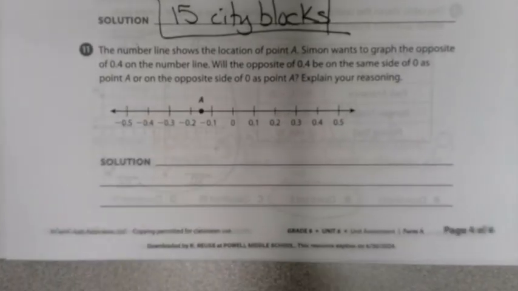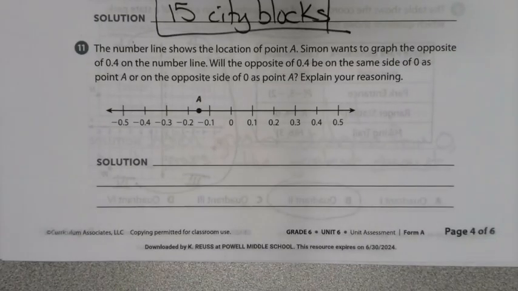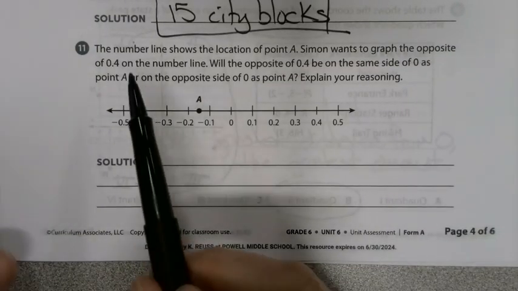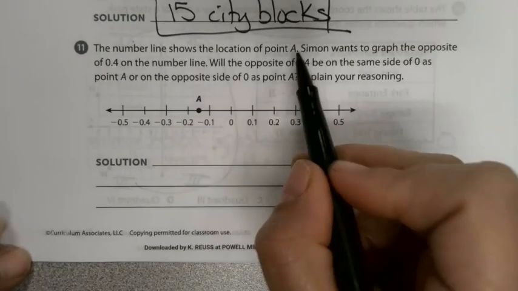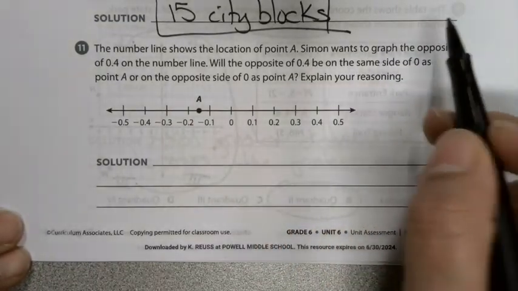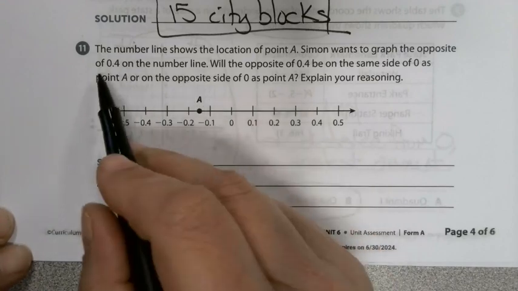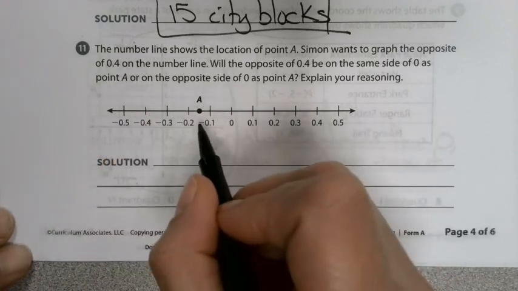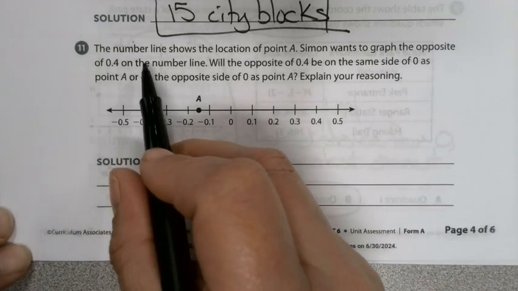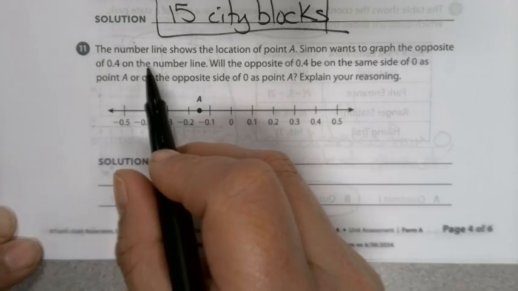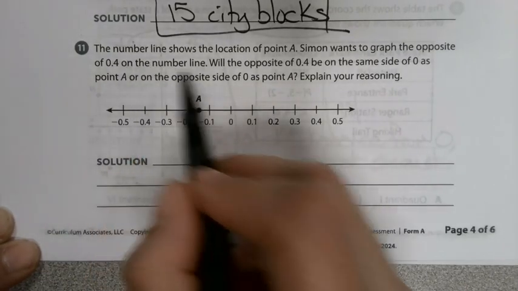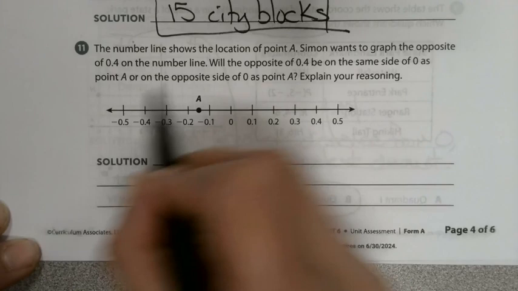All right, number 11. The number line shows the location of point A. Simon wants to graph the opposite of point 4 on the number line. Okay.